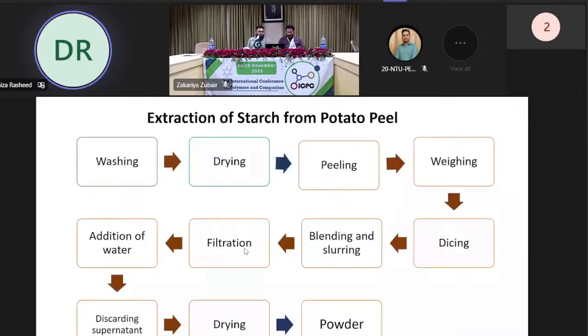First of all, washing of the potato, then drying, peeling of the potato, weighing, and then dicing of the potato peels, blending, making a slurry, then its filtration, addition of some water, and discarding that supernatant because it had some impurities, and that was also giving some brown color to it. After subsequent washing, then drying, and then we got pure powder that is shown here in the figure beside the potato.